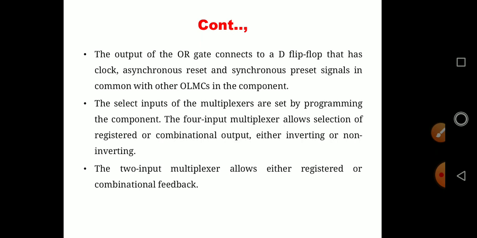And as you can see in the figure, the 4 input multiplexer allows the selection of registered or combinational output. They help in the selection of either the output of the register, that is the D flip-flop, or else they help in the selection of a combinational circuit or the inverting and non-inverting of the input tri-state buffer. And a 2 input multiplexer is also used there, where they help in the selection of register or the combinational feedback.